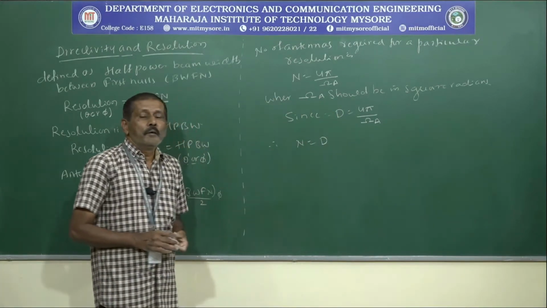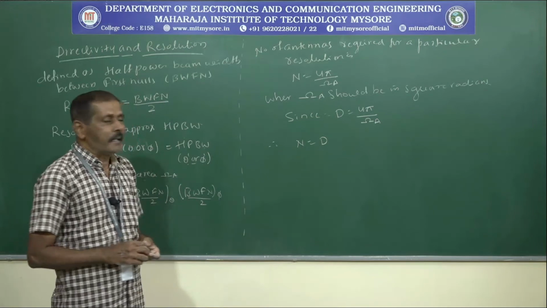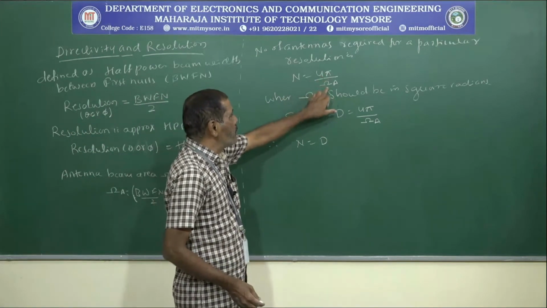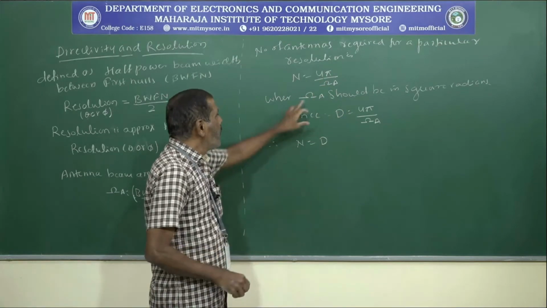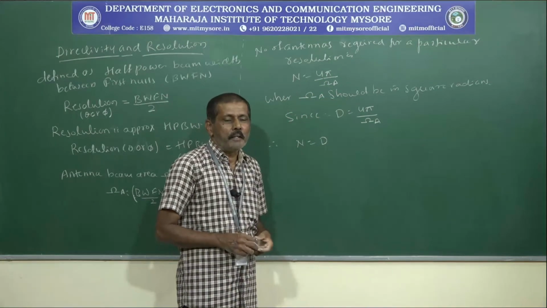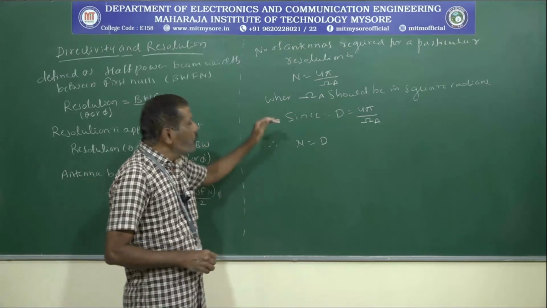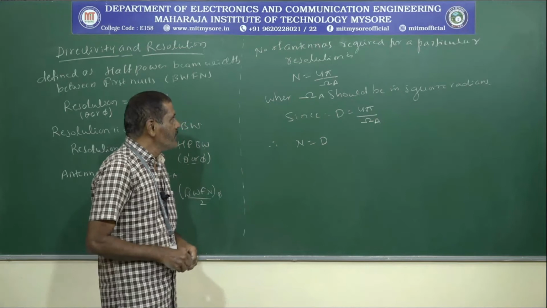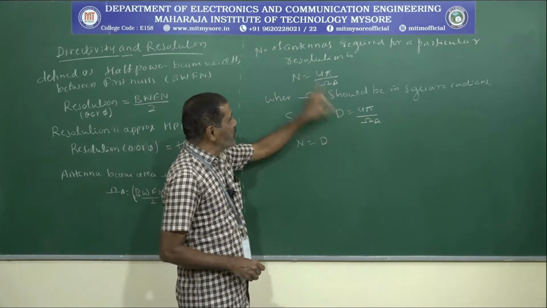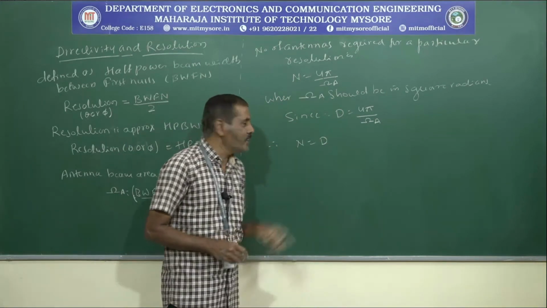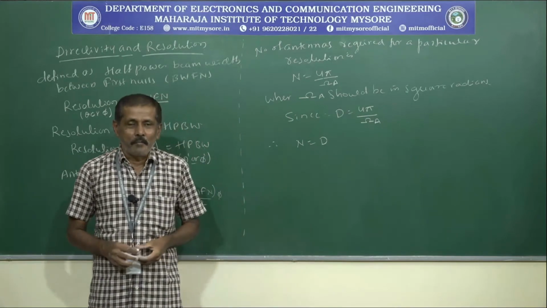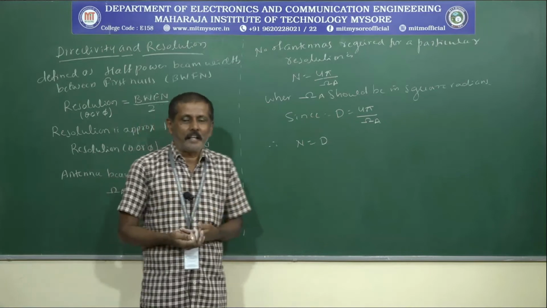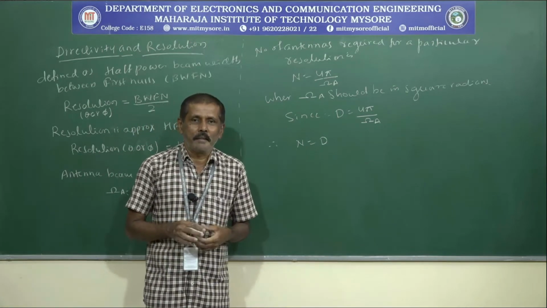And now the number of antennas required for a particular resolution is n equal to 4 pi divided by omega A, and this omega A should be in square radians. And we know that D is equal to 4 pi divided by omega A. So if you compare these two equations, we can say that n equal to D. That is, resolution is directly proportional to the directivity.